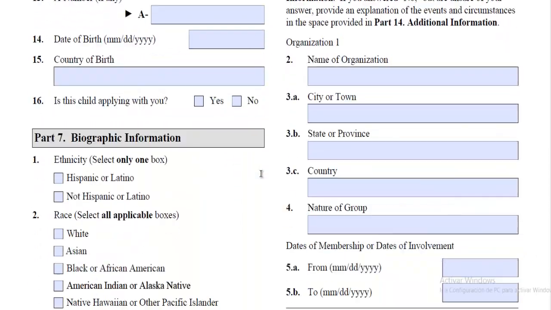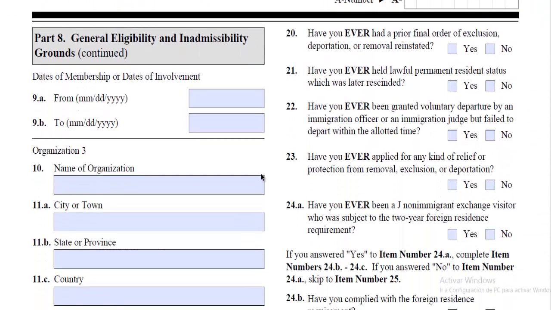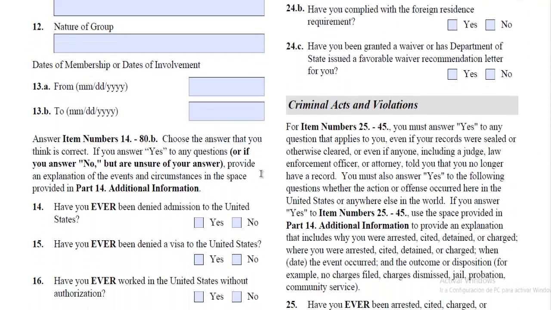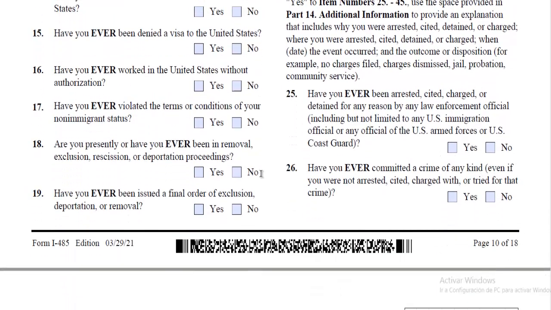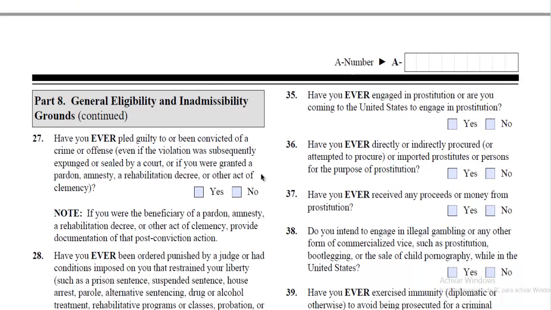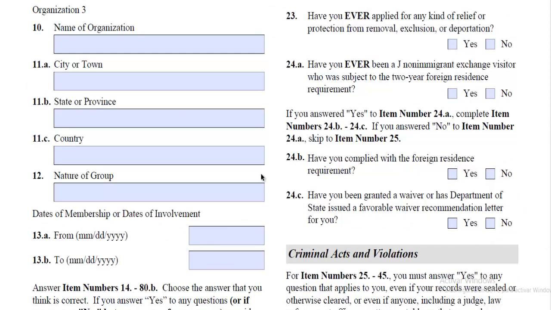Okay. For questions 14 to 60 in this Part 8, your answers are hopefully no. So you're going to read those questions. I hope it's no. Okay, in question 24, I went really up. Question 24. Okay.